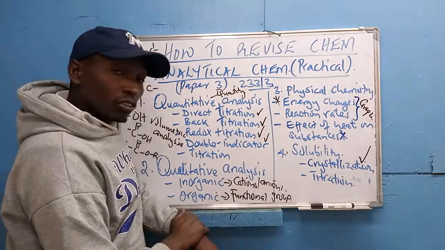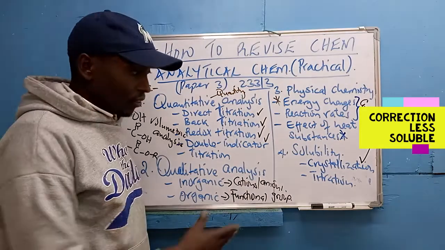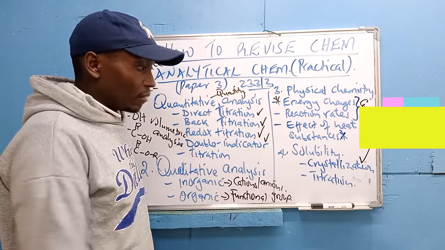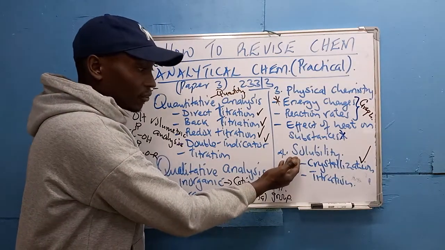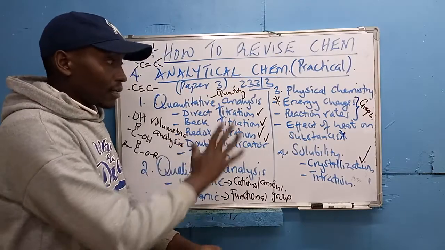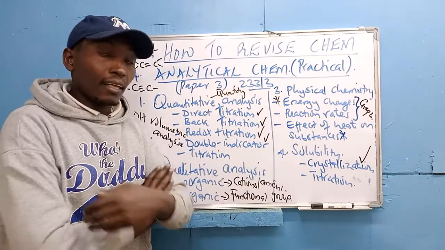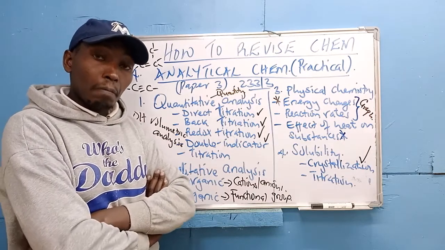Then by titration, you can have a procedure of a less reactive salt or base for that matter. Then you can be asked to do this, determine the solubility by titration. Basically, that is paper 3, a paper that is out of 40 marks, a very important paper.